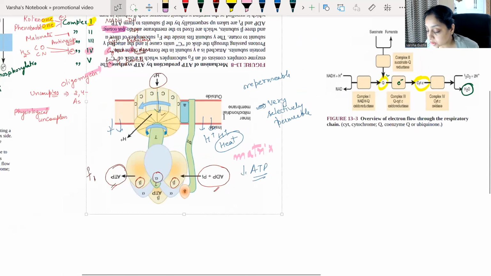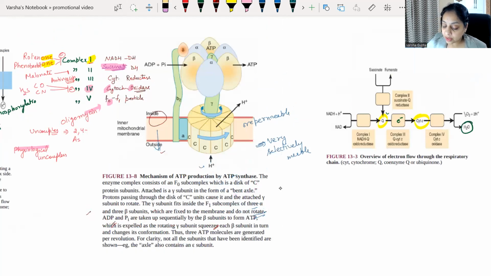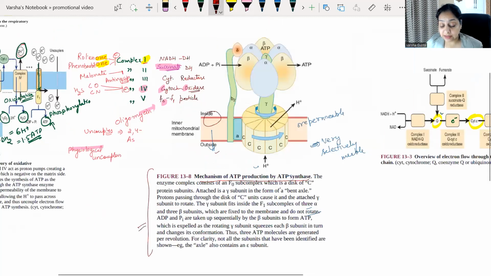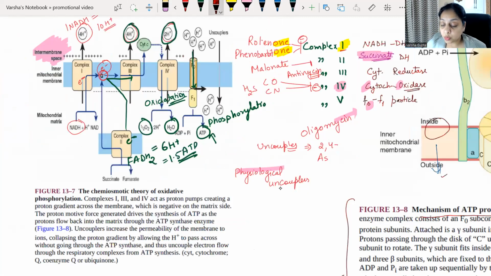Now I'll change this to the original. Okay, perfect. Right, so these are the figures from the Harper book. I'm going to share it with you, and each figure has some kind of explanation. You may write it. They may ask you a short note, mechanism of ATP production by ATP synthase, right? And in this, they can ask you about the chemiosmotic theory of oxidative phosphorylation.